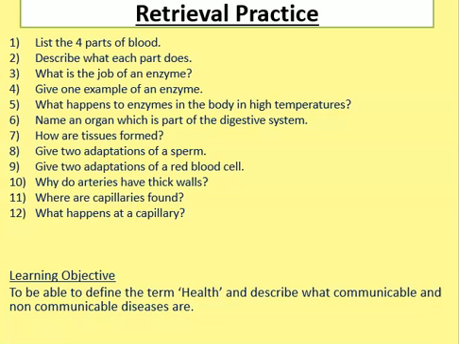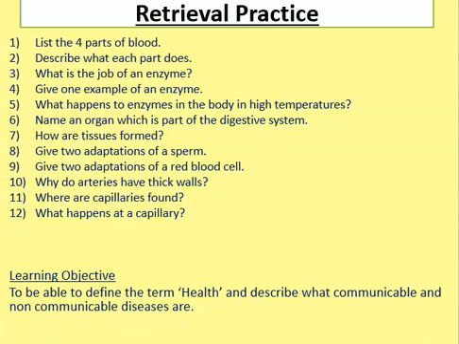Number 7, how are tissues formed? Tissues are formed when the same cells join together. Number 8, 2 adaptations of a sperm. They have many mitochondria, which enables lots of respiration to take place, which gives them lots of energy. Or you could talk about them having enzymes in their head, which will help them break into the egg. Or you could talk about the tail, which enables them to swim.